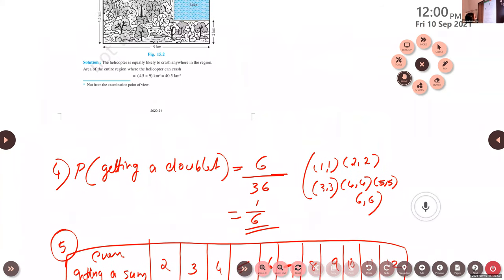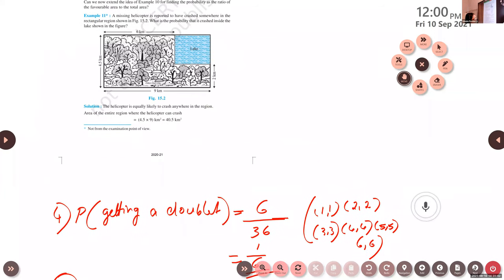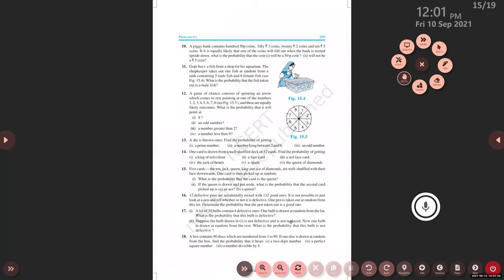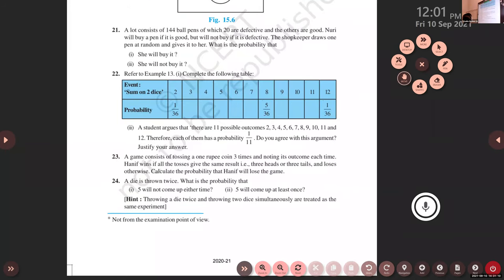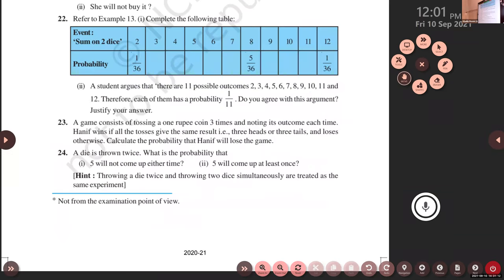Now we will do the next question. Question number 23. A game consists of tossing a 1 rupee coin 3 times and noting its outcomes each time. Hanif wins if all tosses give the same result and loses otherwise. Calculate the probability that Hanif will lose the game.